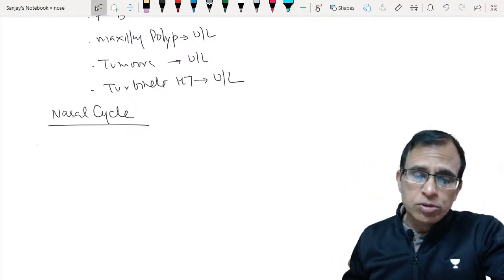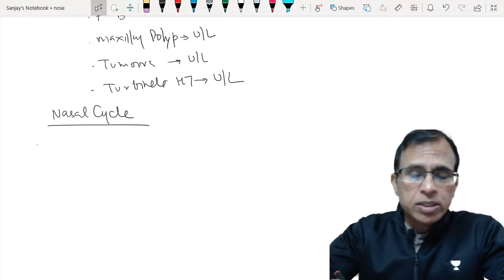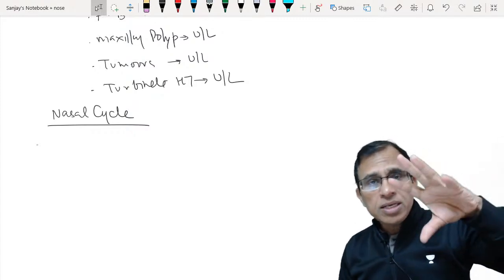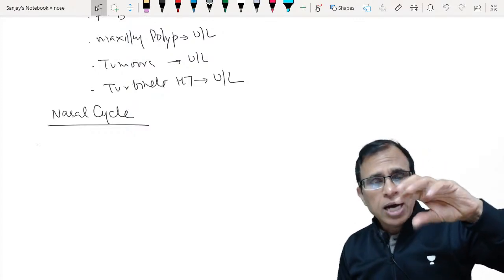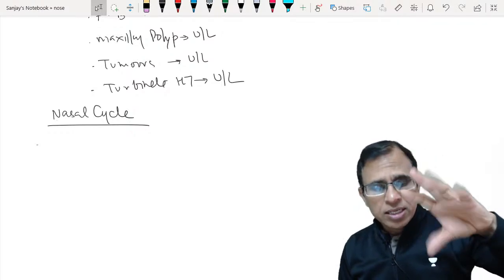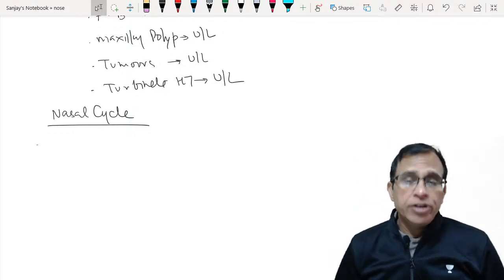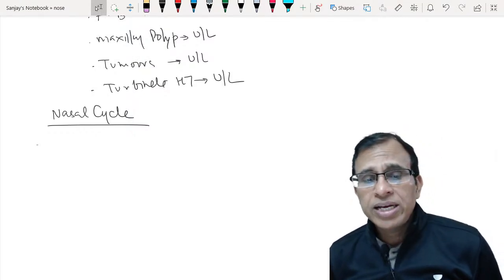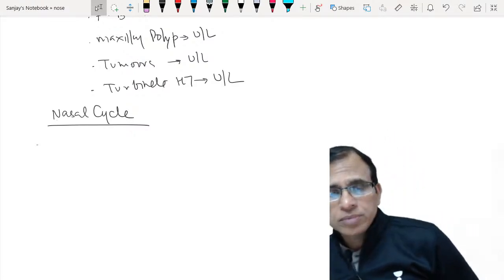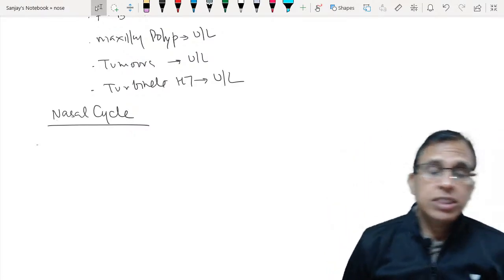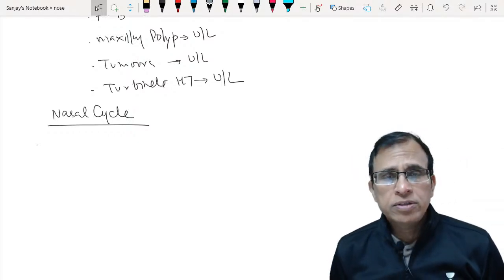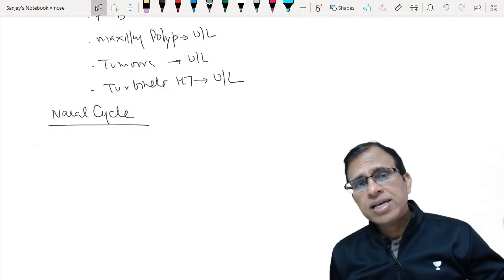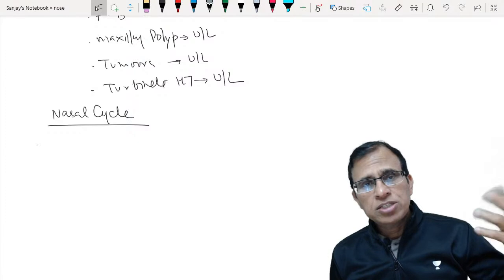So nasal cycle, as you know, even normally, what is nasal cycle? Even normally your inferior turbinate increases and decreases in size. It hypertrophies and shrinks, and hypertrophies and shrinks, and this happens normally also to the inferior turbinate. And this is because the inferior turbinate has a tissue which is very similar to the erectile tissue, and like erectile tissue, it can expand and shrink. So normally your inferior turbinate behaves like an erectile tissue, and therefore it expands and shrinks from time to time.